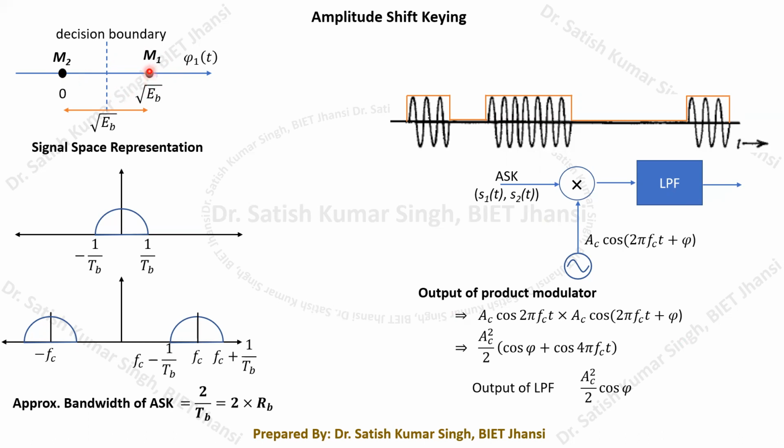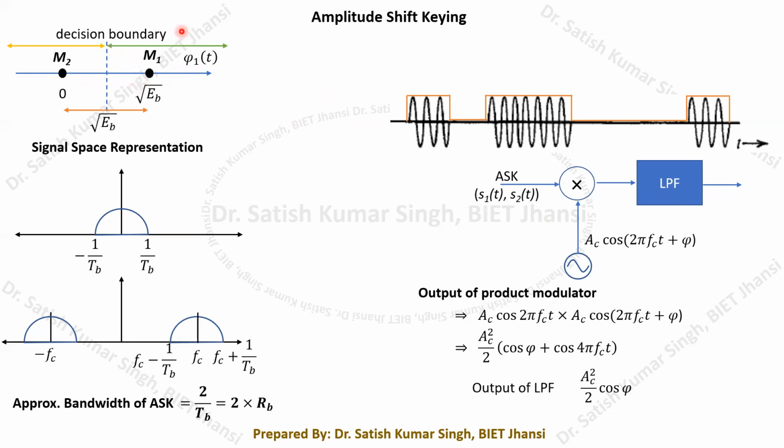There will be a certain region that will be treated. Anything greater than this dashed line can be regarded as message point M1, because this is our decision boundary. Let us say this decision boundary represents root EB by 2. So any magnitude, or any energy of this particular basis function that we receive, if it is greater than root EB by 2, will be regarded as message point M1. Similarly, if it is less than that, it will be regarded as message point M2.